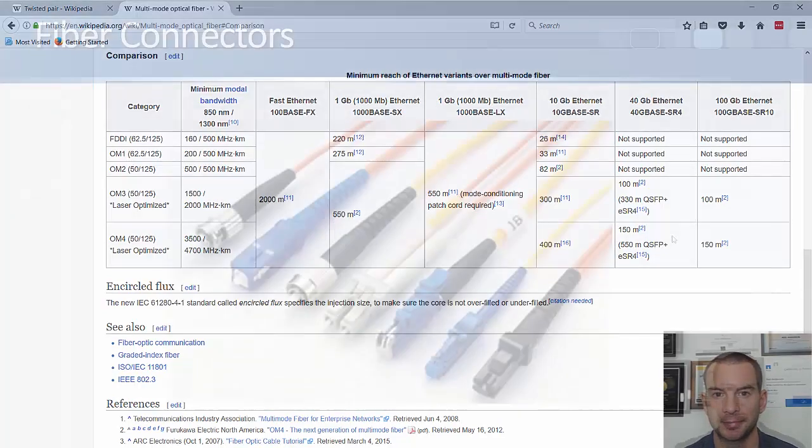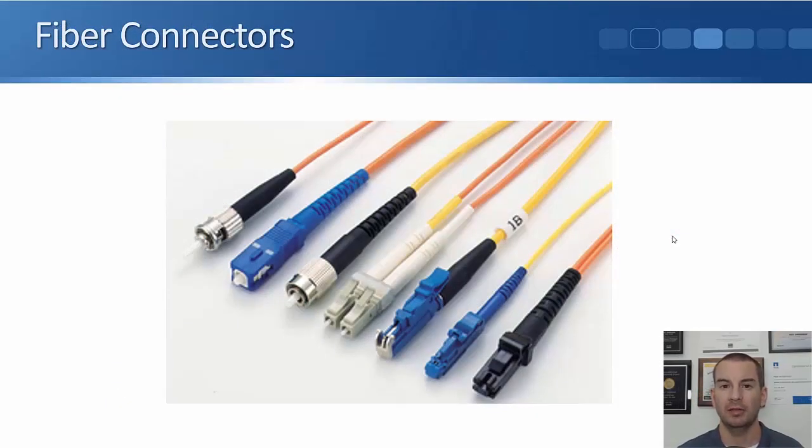So our last slide here, this is a picture of some of the different fiber connectors that are available. There's lots of different types of fiber connectors. Depending on the type of cable you're using, whether it's multi-mode or single mode, the kind of distance it's going over as well, there's going to be different connectors there.